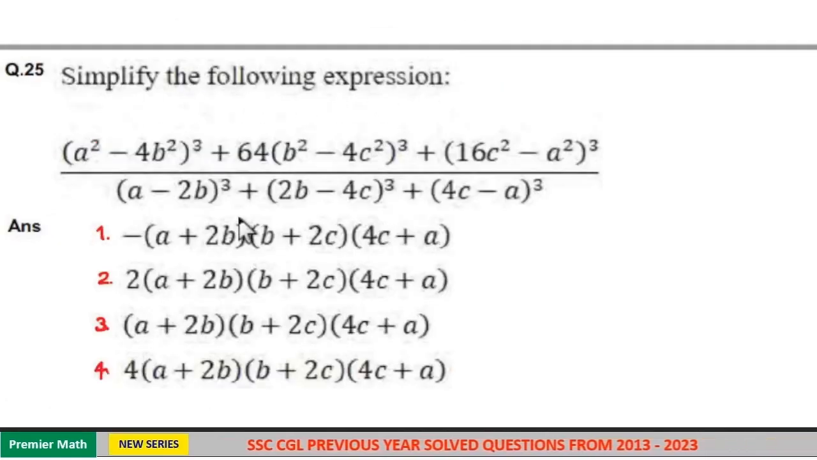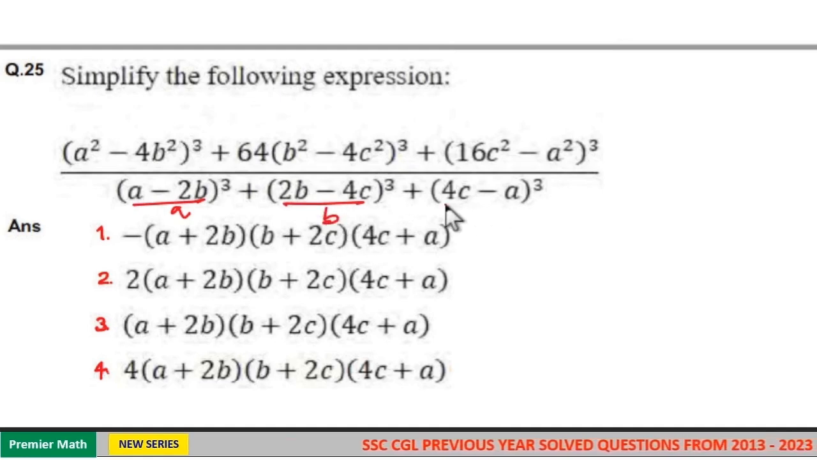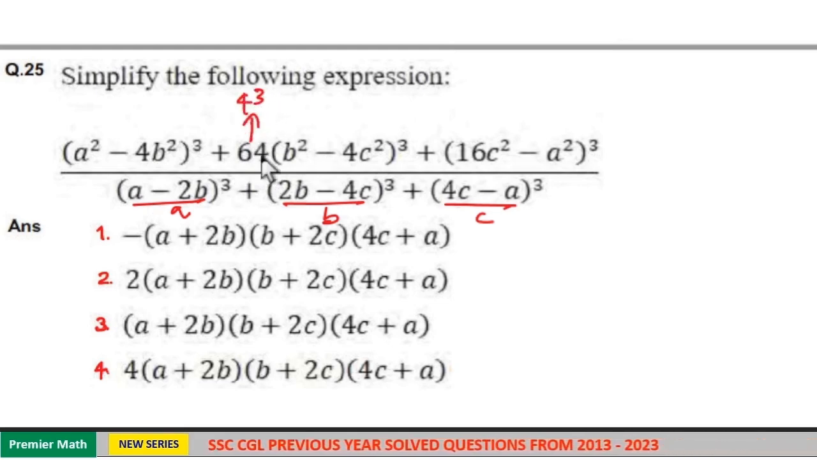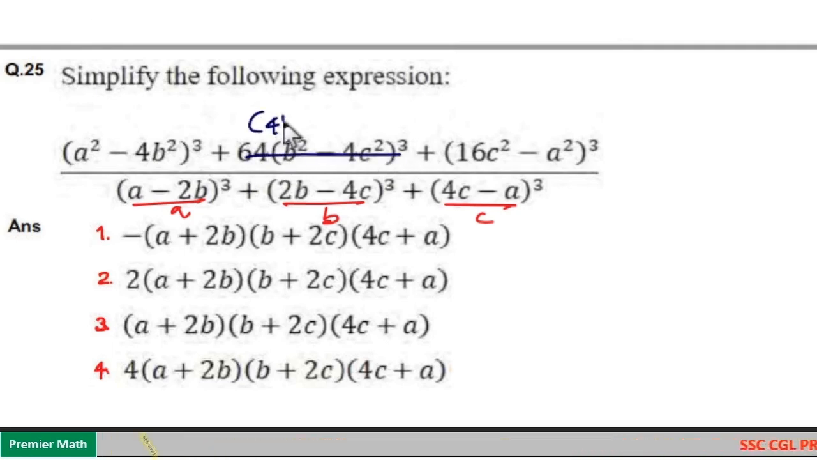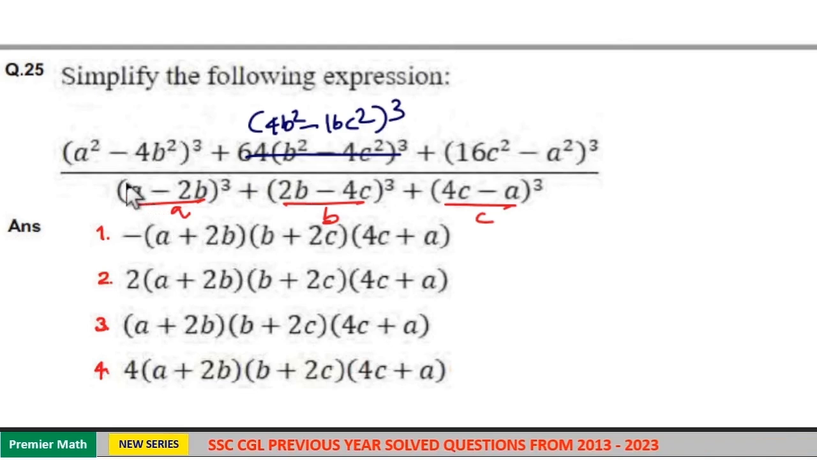Simplify the following expression. Here in the denominator you have a cube plus b cube plus c cube format. In the numerator as well. But in the numerator, the middle term has 64. 64 is 4 cube. So if I take 4 inside, the middle term will become 4b square minus 4 into 4, 16c square, the whole cube. Now if you take a plus b plus c in the denominator, a and minus a cancel, minus 2b plus 2b cancel, minus 4c plus 4c cancel.